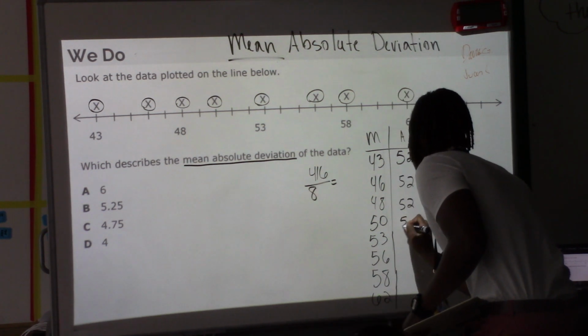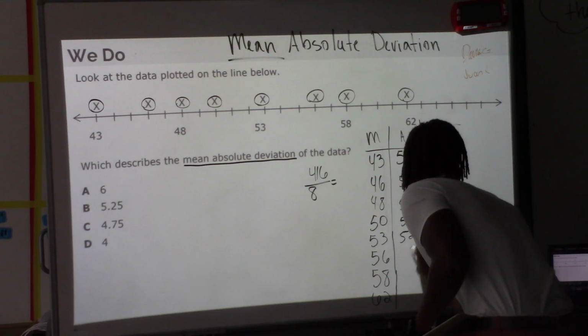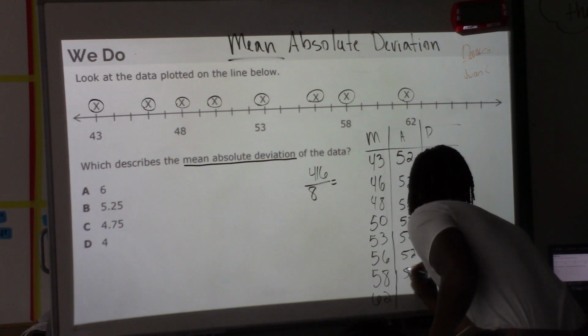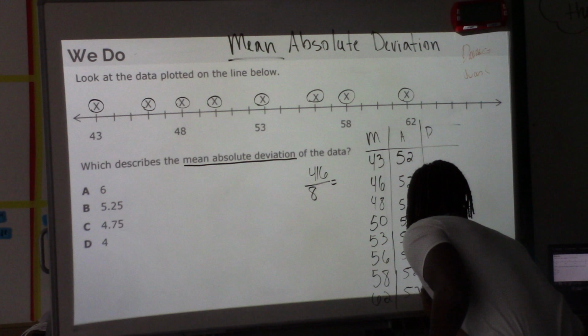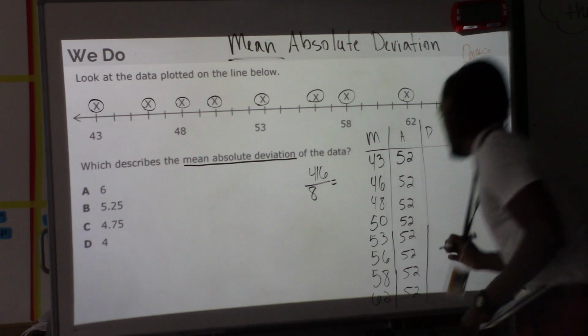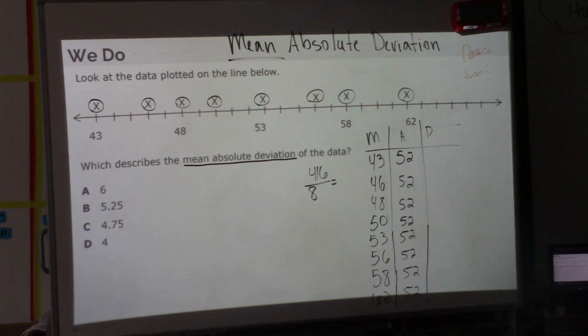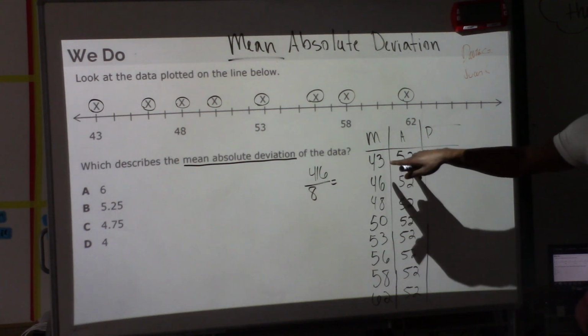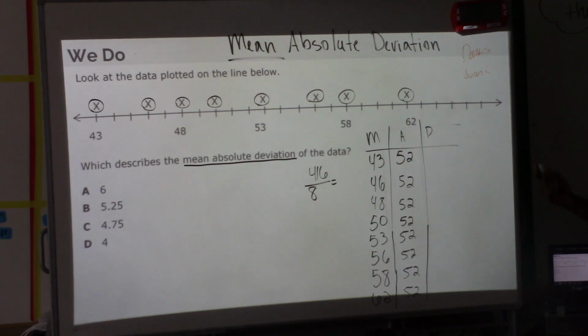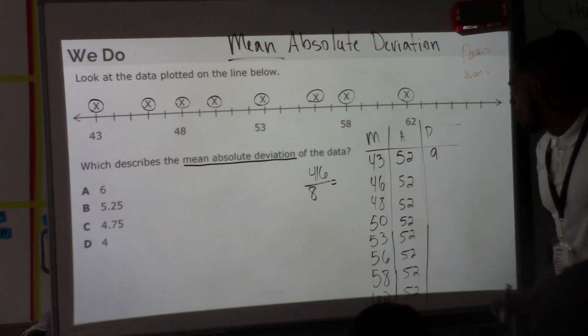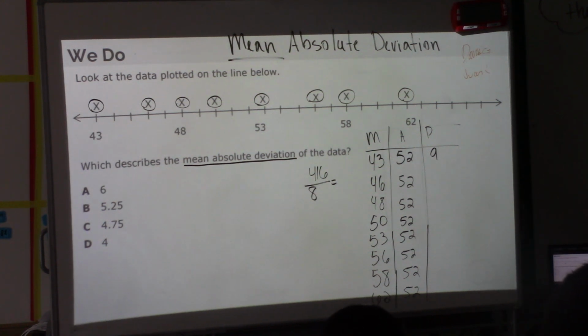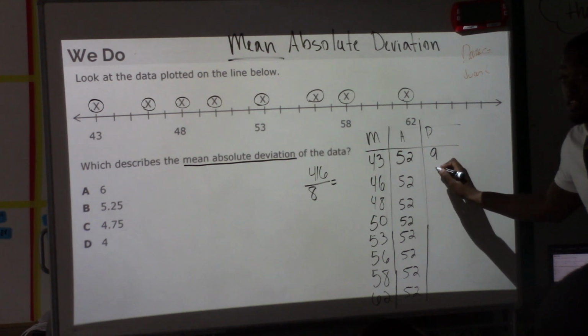And don't get lazy. I want you to write it every level. Every single level. This is making you internalize the information. And do I add these up? I subtract them. So what is 43 minus 52? Negative 9. So what do I write? 9. What will my next number be? 6. Good.